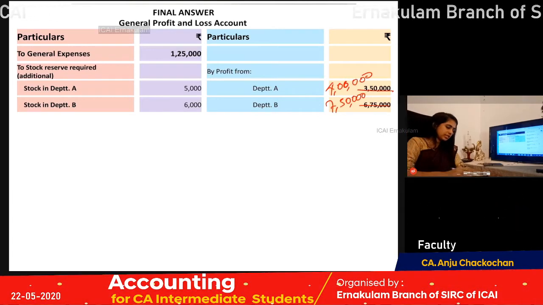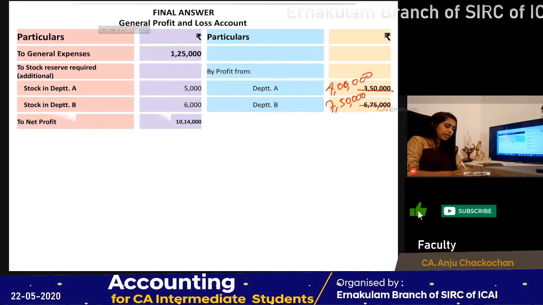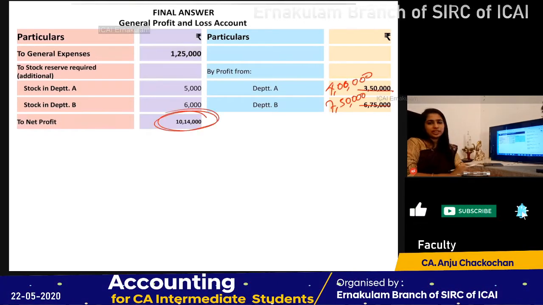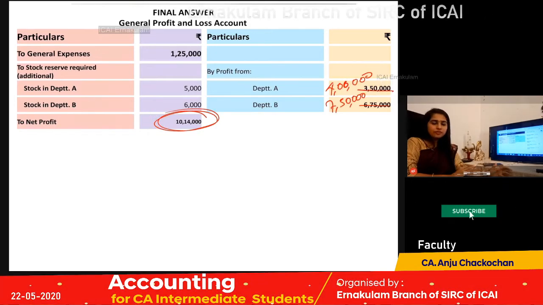Yes, Devika. Now let's check for the final answers. The final net profit is 10 lakh 14,000. All right, so this is the answer. You all have done good.